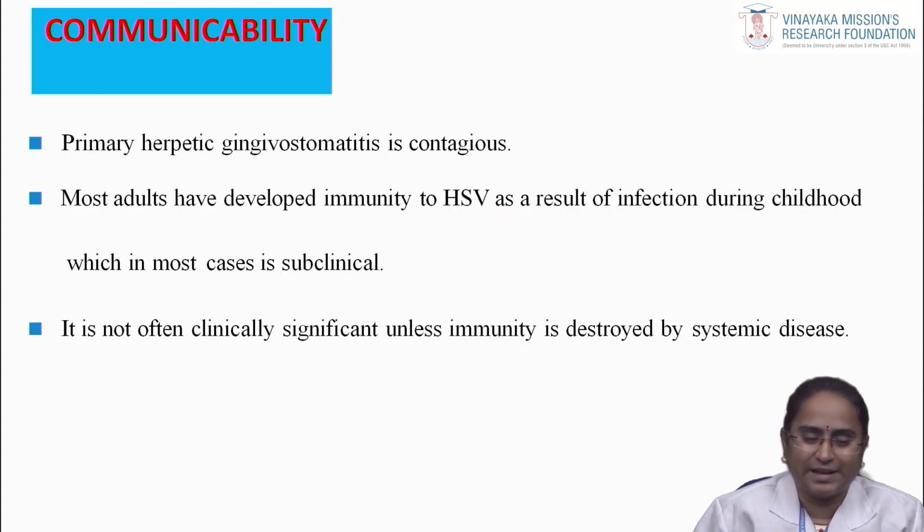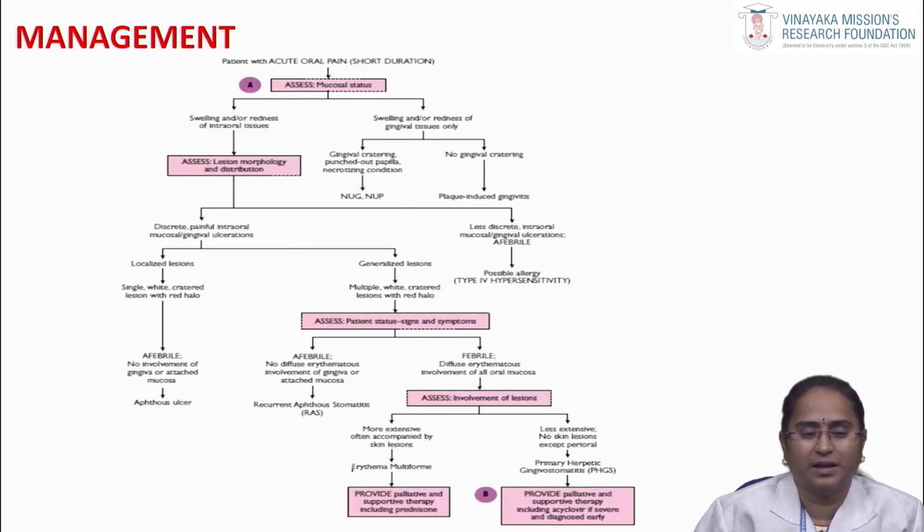Communicability: it is contagious, and most adults have developed immunity to this virus during childhood because in most cases it is subclinical. It is often not clinically significant and is destroyed by systemic diseases.